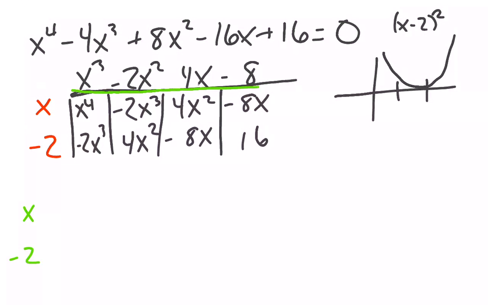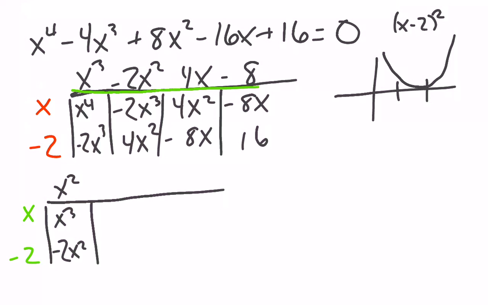I think a couple of us chose this way. X cubed, because I'm going back to what I underlined in green. X squared, negative 2x squared. Hey, that's nice. I wanted a negative 2x squared. Moving on. 4x, 4, negative 8. Sweet. So then I get x squared plus 4 is the rest.